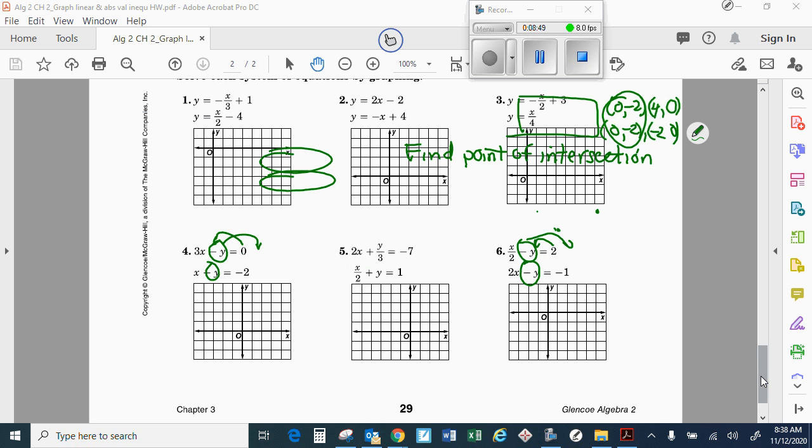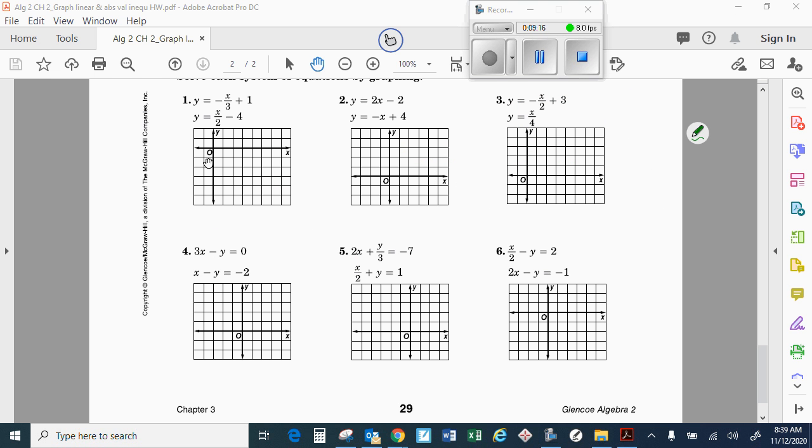On 5, if I want to get rid of the fractions, I multiply the entire equation by 3. We talked about this before. So I have 6x plus y equals negative 21. Then subtract the 6x across, and I have it in slope-intercept form. In that case, it took you off the graph, so you'd have to plot the points that were on the graph in this area right here.